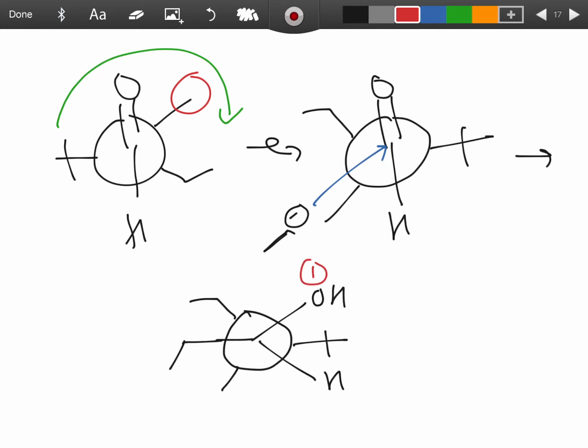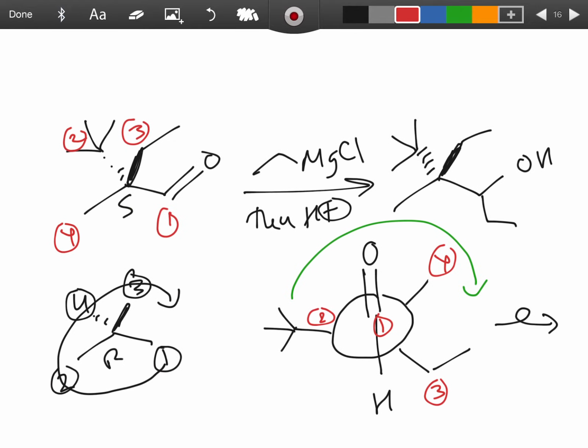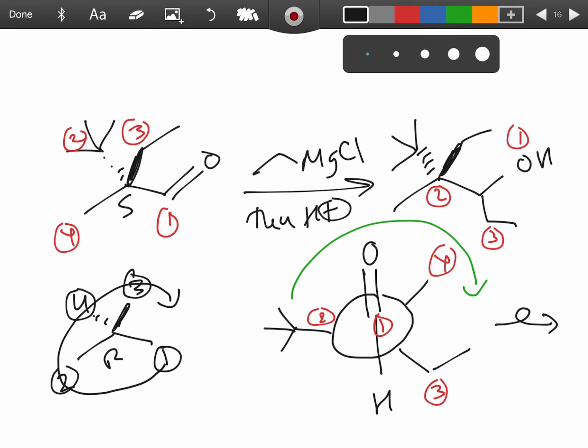Now, 1, 2, 3. Again, if I look down, that's going to be counterclockwise. So that should be S. So let's check over here. How do we have to arrange this? 1, 2, 3. This should be S. Hydrogen back.